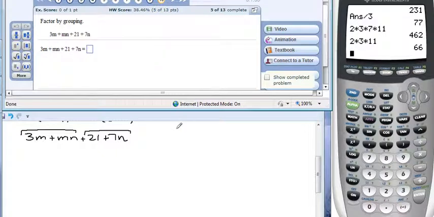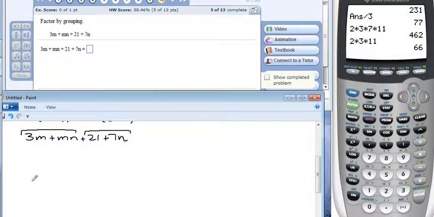Okay? So between just the front two, there is something in common, isn't there? Okay, between a 3 and a 1, well, there's nothing in common there, but between the m and the m, I can take out an m. I can't take out an n because there's no n here, but I can take out an m.